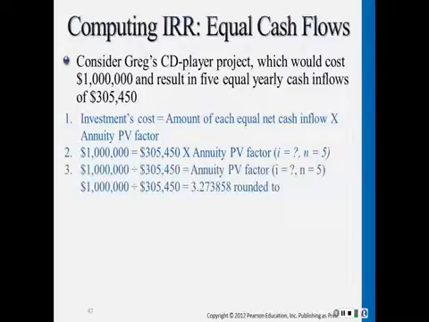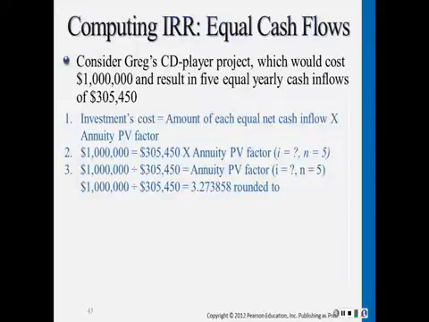Next, we plug in the information we do know. The investment cost is $1 million. The equal annual net cash inflow of $305,450, but assume there is no residual value and the number of periods is 5 years. $1 million equals $305,450 times the annuity present value factor. I equals a question mark, N equals 5.